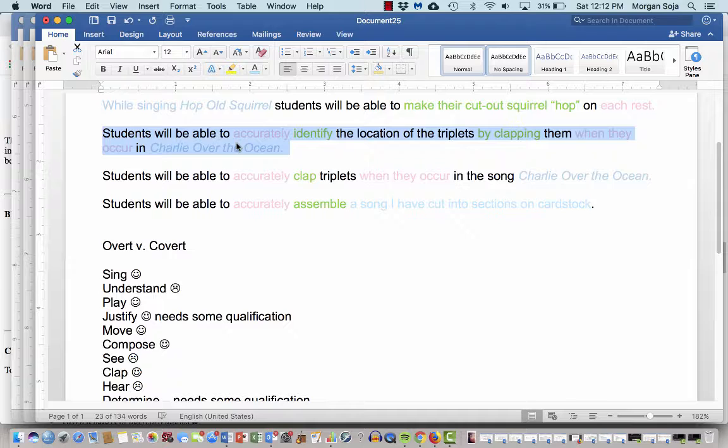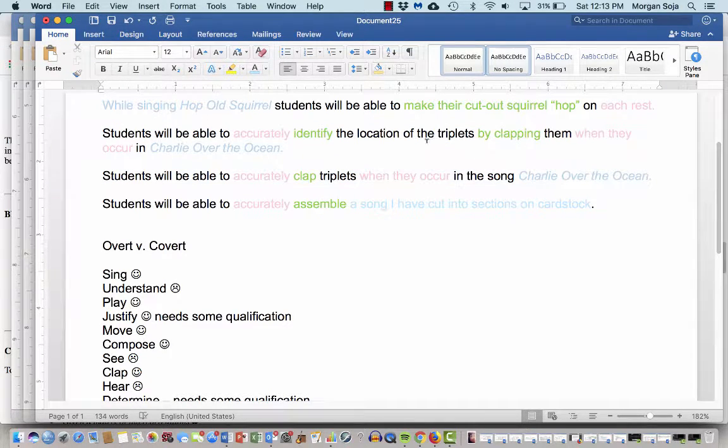If you just say students will be able to accurately identify the location of triplets when they occur in Charlie Over the Ocean, I'm going to write you back and say, how will they identify it? And if you add "by clapping them," I'm going to go, okay, great. Or you can rewrite it to say students will be able to accurately clap triplets when they occur in the song Charlie Over the Ocean. And I'll go, very clear. So this is clear. This is also clear.